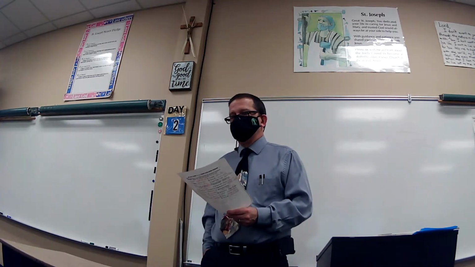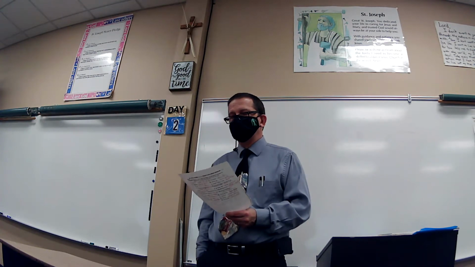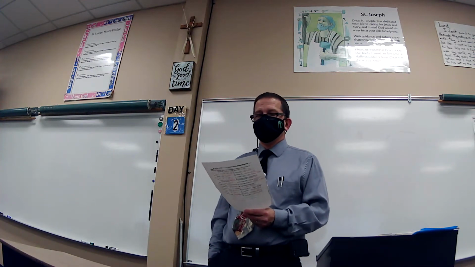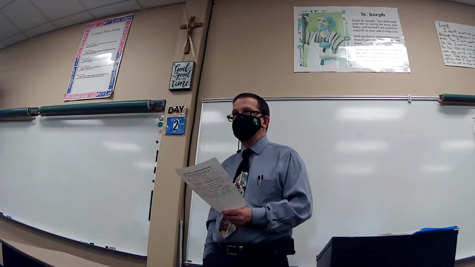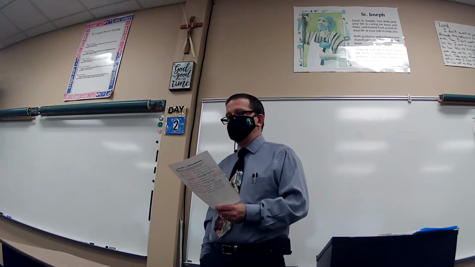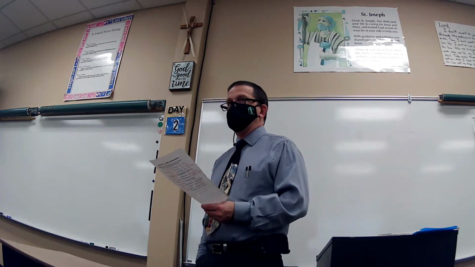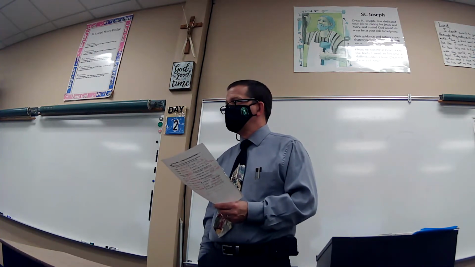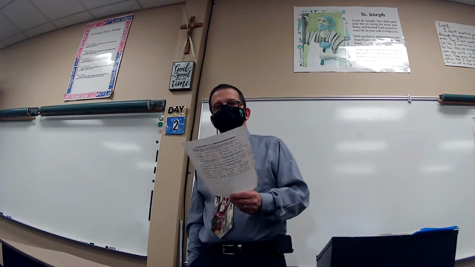Number 23 is a patent. How long? 17 years. Number 24 is a settlement house. Number 25 is a tenement, or a dumbbell tenement if you want to be exact. Number 26 is the American Federation of Labor. Number 27 is the Knights of Labor. Number 28 is an entrepreneur. Number 29 is stock.